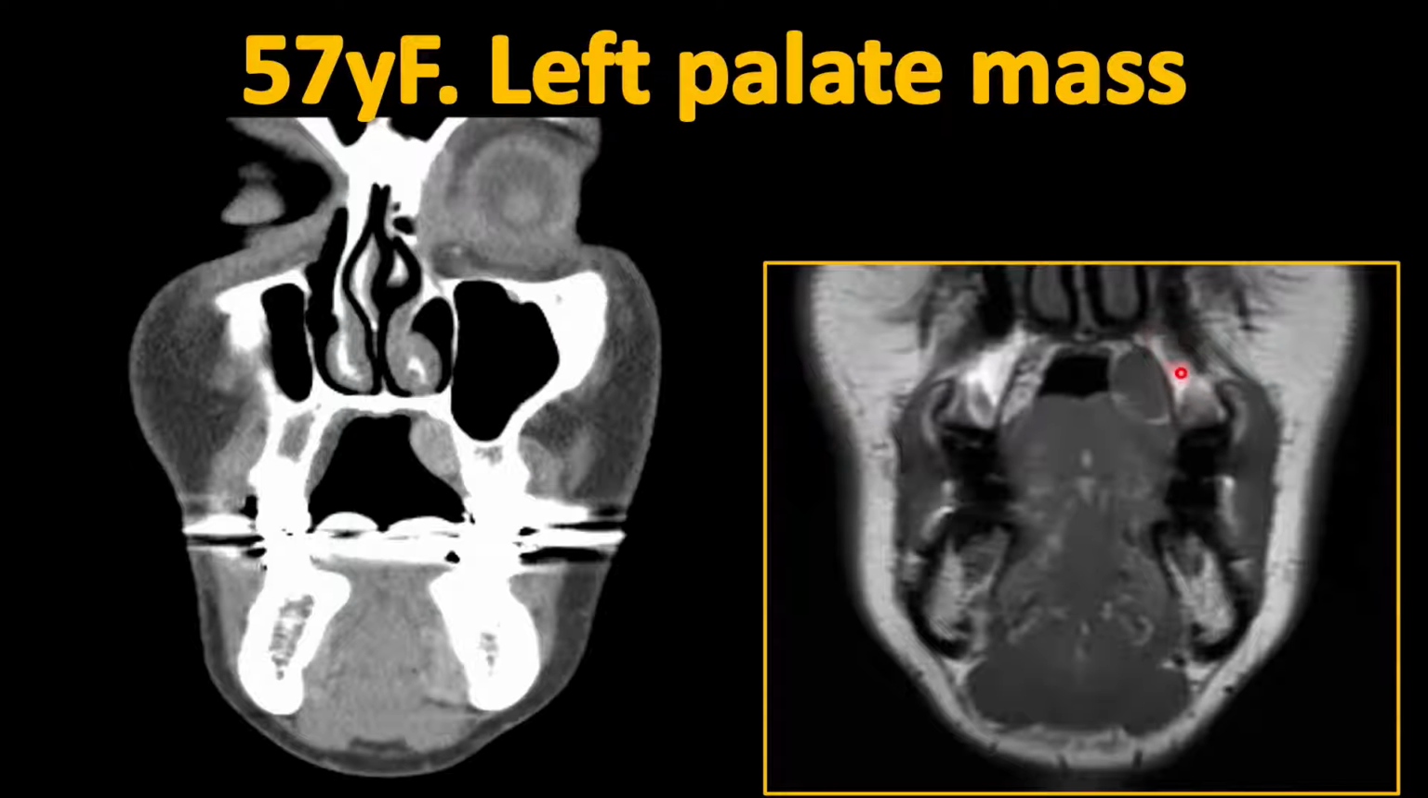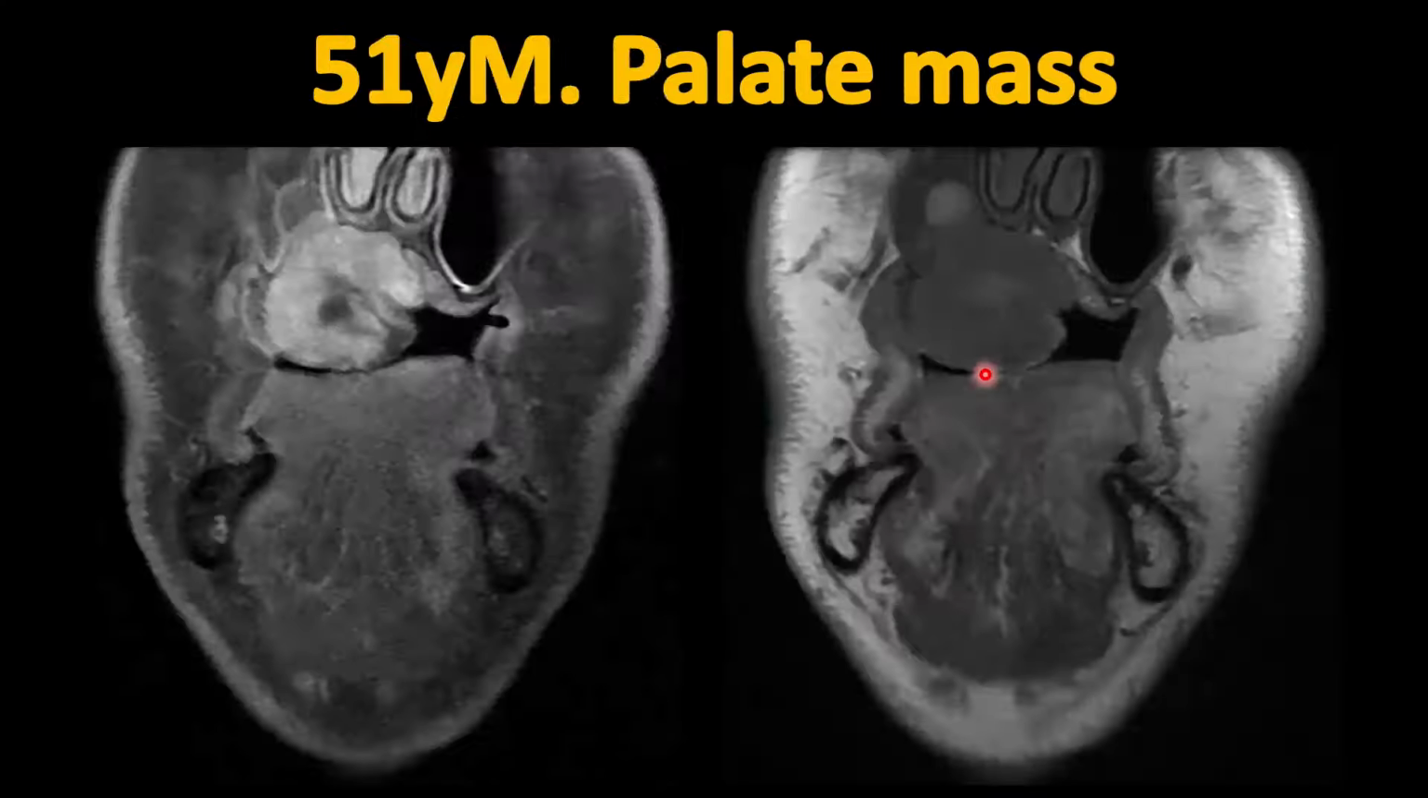The fat signal here of the maxilla is preserved in this patient. There was no bone erosion here. And this small lesion was an adenoid cystic carcinoma of the maxilla. It didn't have any perineural invasion on pathology or evidence of perineural tumor spread on imaging.